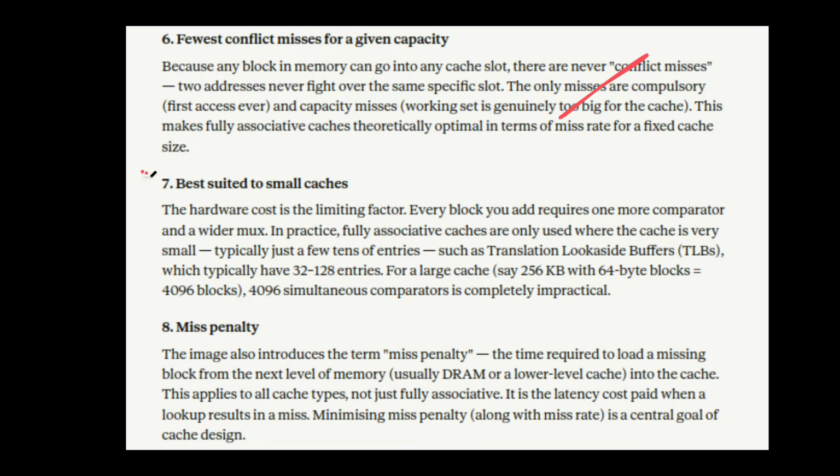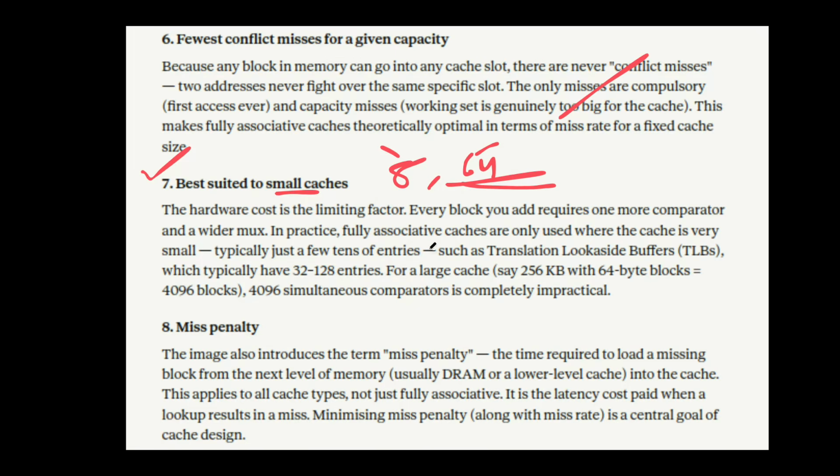Now, best suited to small caches. This is best suitable for small caches. See, the hardware cost is the limiting factor. Every block you add requires one more comparator and a wider mux. So the hardware becomes very difficult. If you have a small cache, like 8 or 64 words, it is fine. You can bring an 8:1 multiplexer, a 64:1 multiplexer, and 8 comparators, it is fine.